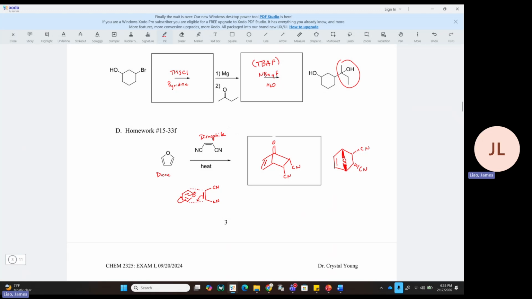So you can write this as a bicyclic three-dimensional structure, which is the one I drew in the box, or you can draw this in the top view and flat view way. Those are acceptable options to answer.